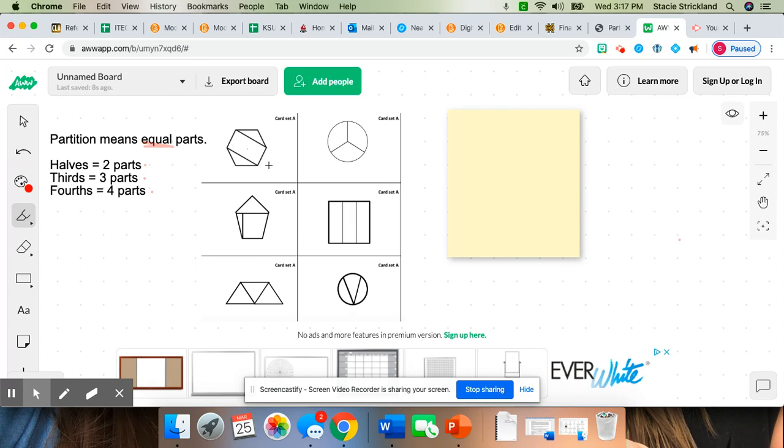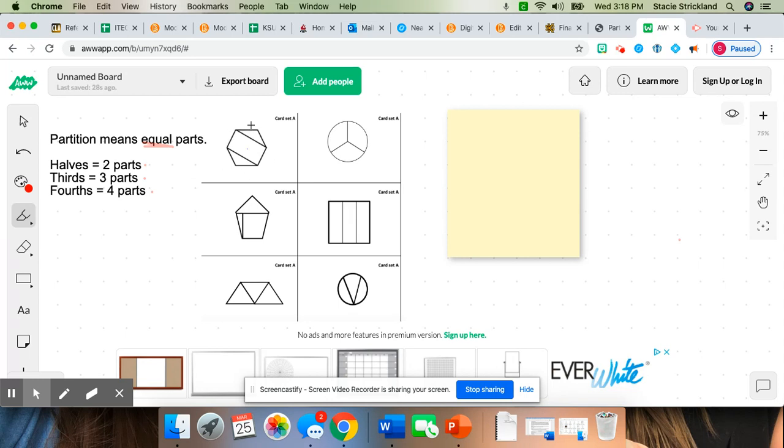So we're going to look at these examples right here. We've got 6 pictures. There are quadrilaterals, there's circles, there are hexagons. There's lots of different shapes here, but they're all partitioned somehow. We need to figure out if they are accurately partitioned into equal parts. So I'm going to look at this first shape right here.